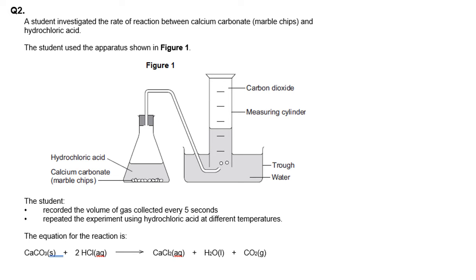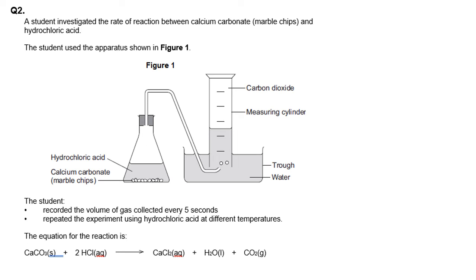Question 2 is showing the same reaction in a slightly different way. A student investigates the rate of reaction between calcium carbonate or marble chips and hydrochloric acid. The student used the apparatus shown. So again, we have a conical flask which has got hydrochloric acid in and the marble chips. It's got a bung in the top with a delivery tube where we can see bubbles coming up underneath that measuring cylinder. So we see the gas at the top, carbon dioxide, being collected, and this is all in a water bath, so a trough with water in.